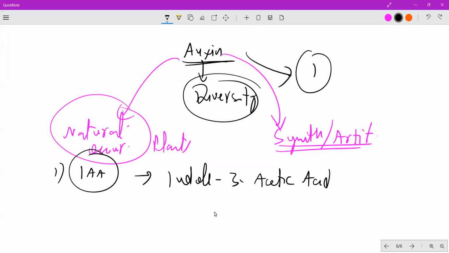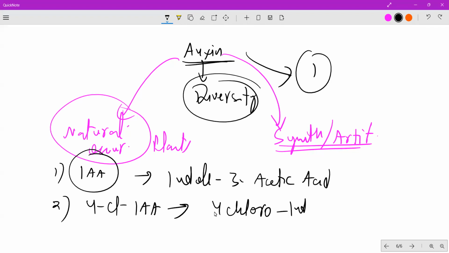Then we have the second one, which is 4-CLIAA. This is also natural. You know the full form. This is 4-chloro indole 3 acetic acid. So this is also a naturally occurring auxin.